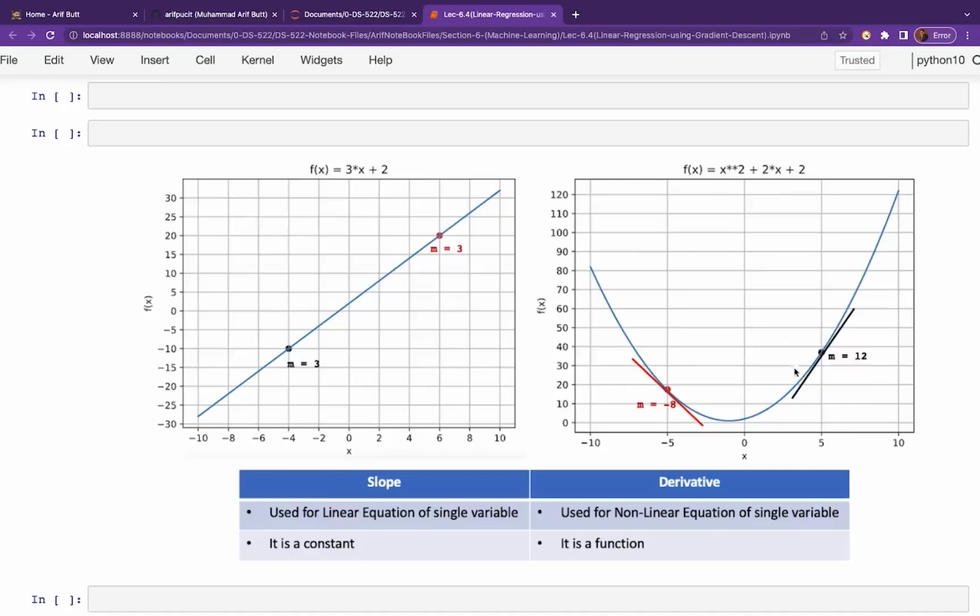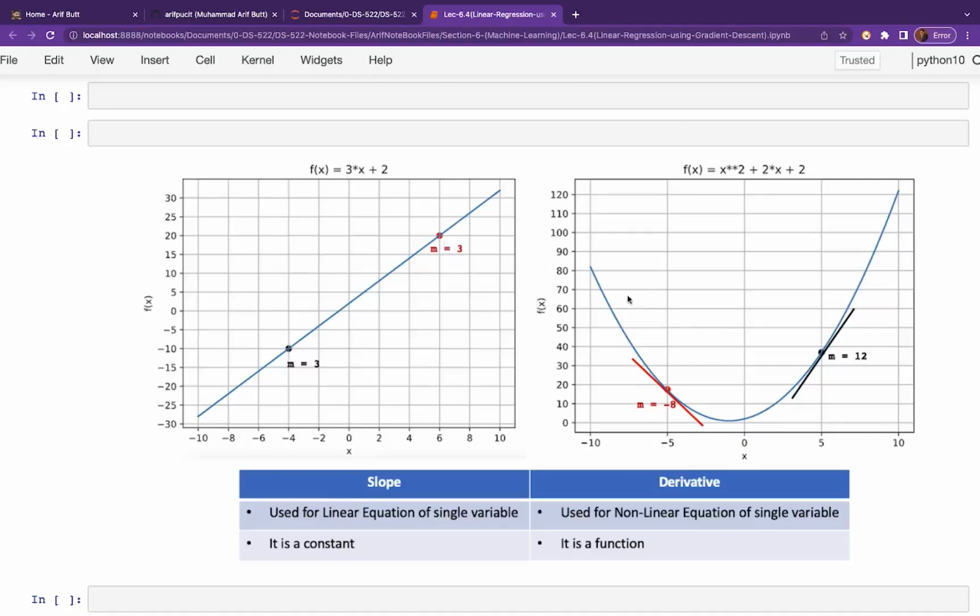Well, this left graph shows the equation of a straight line of the form y = mx + c with a positive slope of 3. A positive slope of 3 means for every 1 unit increase in x, f(x) increases by 3 units. Moreover, since this is a straight line, the slope is constant throughout this line, whether you calculate it at this black point or at this red point.